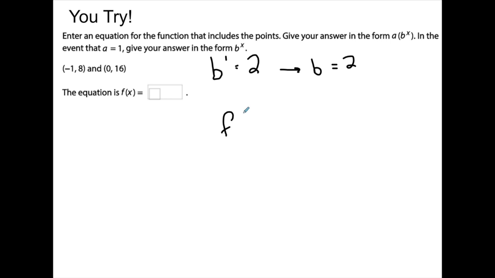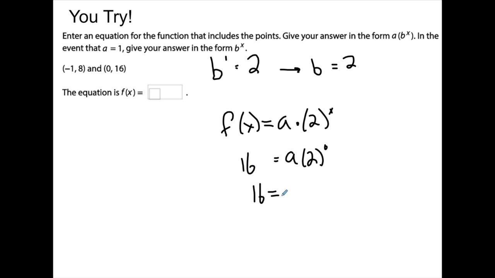So what I'm looking for is f of x is equal to a times 2 to the x. I'm going to choose 0. So when I plug in 0, what I need to get is 16, and 2 to the 0 is 1. So a is 16 because 1 times a is a. So f of x equals 16 times 2 to the x. A little bit more simple than the one above.